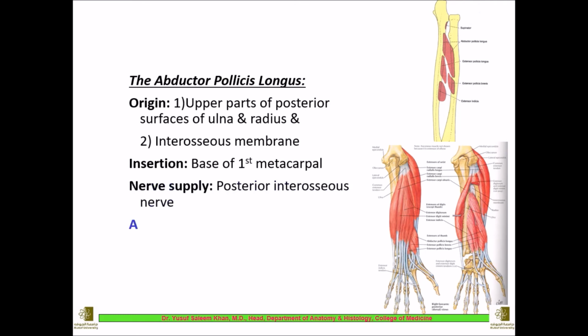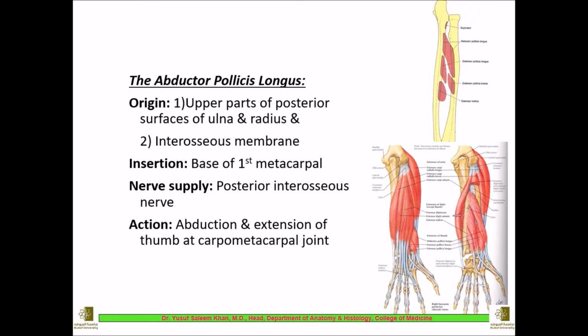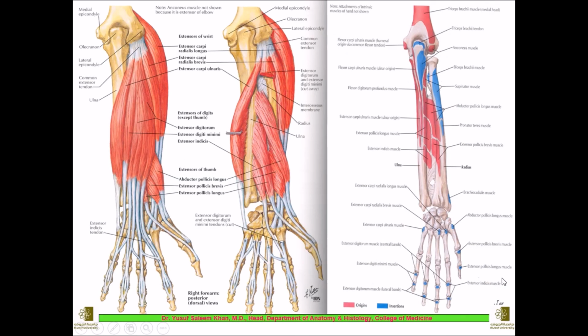Nerve supply is by the posterior interosseous nerve, and the action, as the name indicates, is to help in the abduction of the thumb, as well as, up to a certain extent, even the extension of the thumb at the carpometacarpal joint, because it is going and getting inserted to the metacarpal, so it doesn't cross the phalangeal joint. So it is only the carpometacarpal joint. So this is the muscle which is called the abductor pollicis longus.